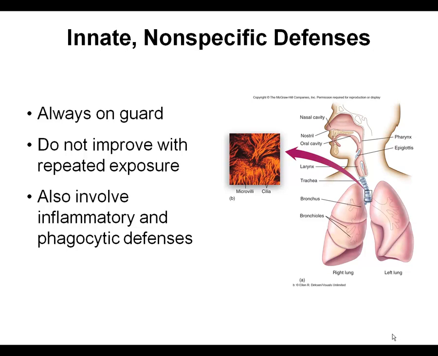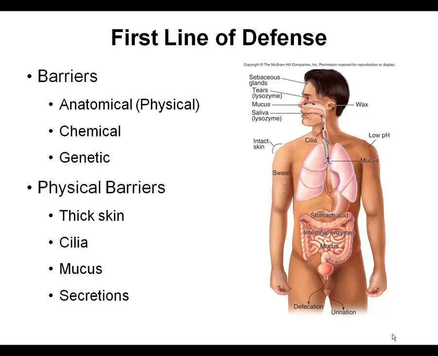Your innate immunity is going to be involved in inflammation and phagocytosis. These are major parts, major mechanisms of the second line of defense. Our first line of defense are going to be those barriers, things that are going to try and keep microbes out of deeper tissues where you can end up having some significant tissue damage. These are going to include the anatomical or physical barriers, chemical barriers, as well as genetic components that are going to give us a particular genetic predisposition to an immune response.